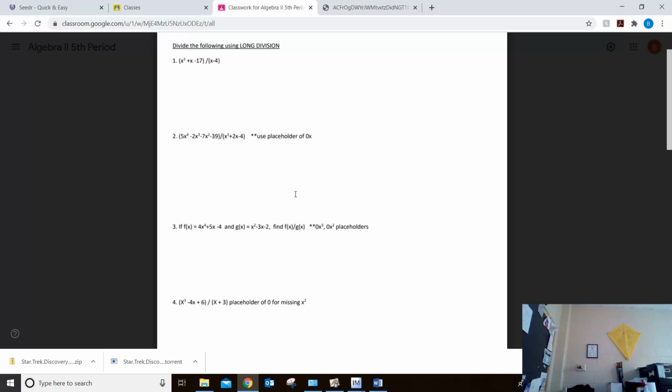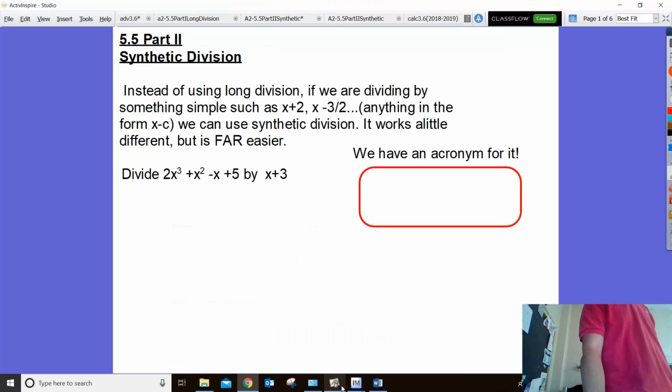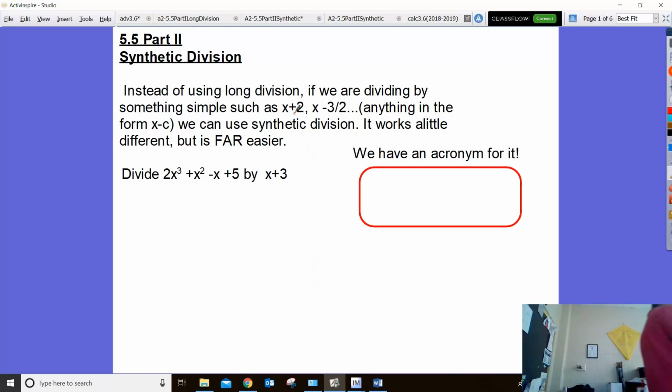You didn't know about this technique yesterday. Well, today you learned that technique. The technique is called synthetic division. And if you are dividing by something simple, such as x plus 2 or x minus 3 halves, where x is the first power, you get to use this technique. I'm just reading off the notes right there.